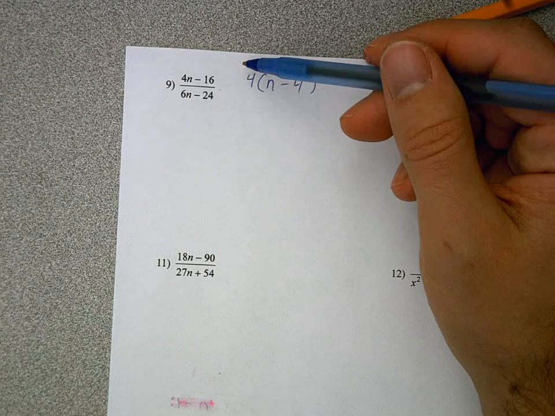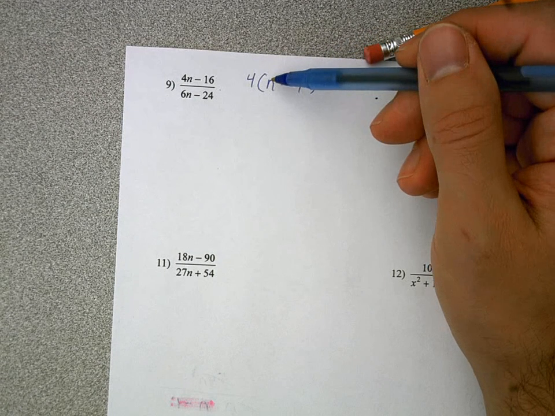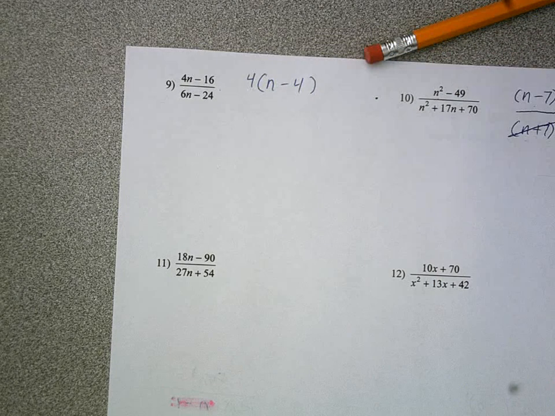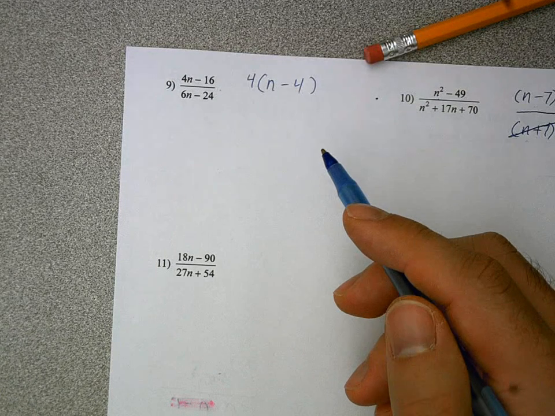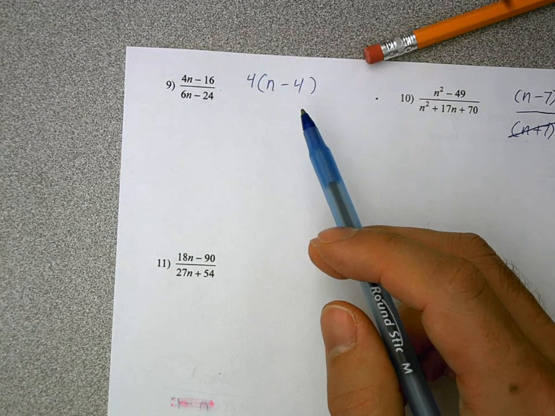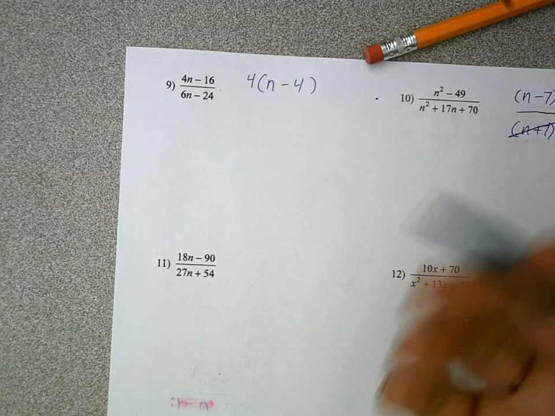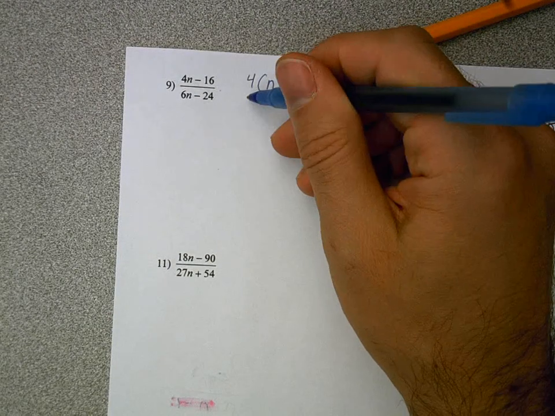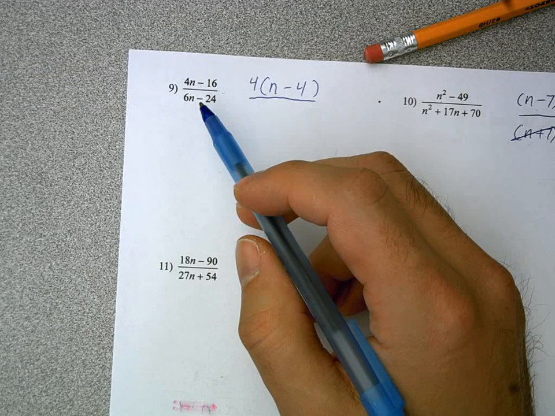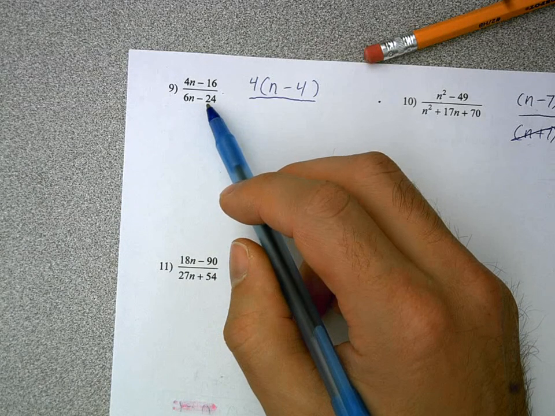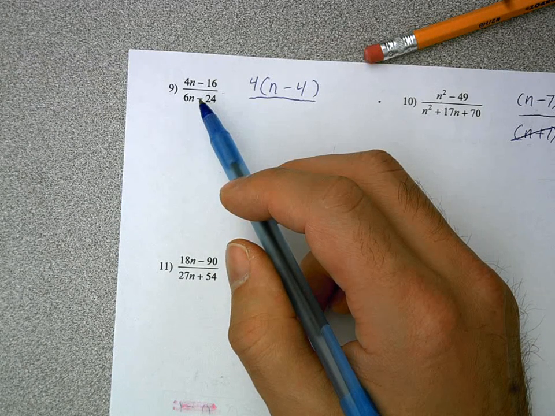We rewrote it, took the 4 out. 4 times n would be 4n. 4 times negative 4 would be 16. Does everybody see what we did right there? That's the same as what we've been doing. So now, we're going to do the exact same thing to the bottom. So I'm looking at the 6n and the 24. We're going to see what those have in common.